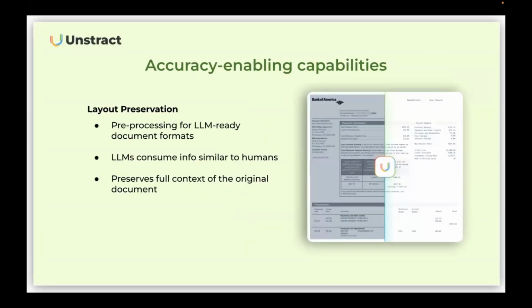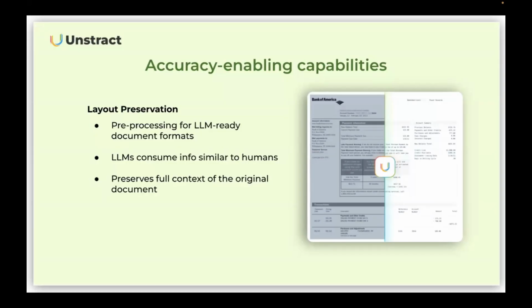Up first, we have layout preservation. Now, LLMs, as I mentioned earlier, consume information in a format that is best understood by humans, which is why they require no prior training or rules to be defined. They can also process a document for the first time and still arrive at results. However, what is required for them to arrive at accurate results, especially on documents that may contain bad scans or complex layouts, is to first pre-process these documents into a format that is LLM ready. And this is the secret sauce behind LLMWhisperer.